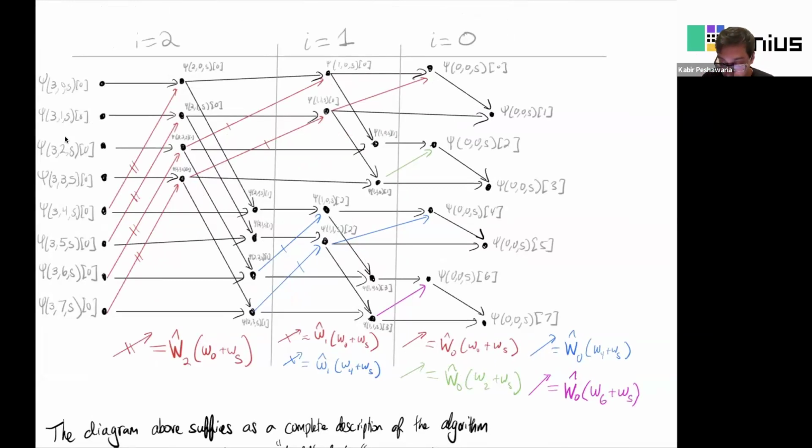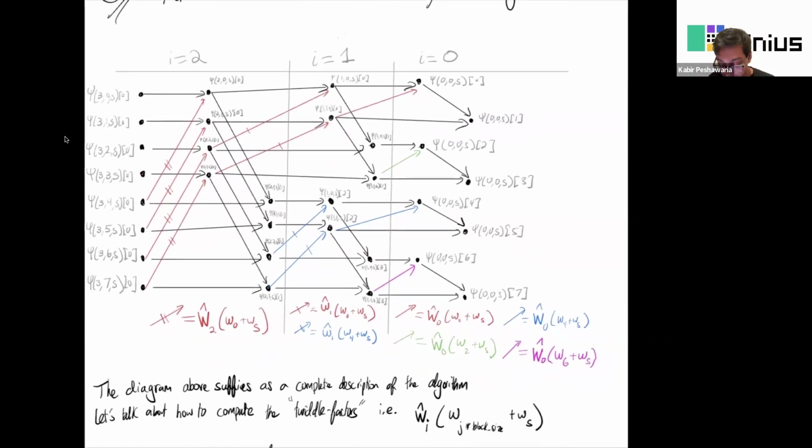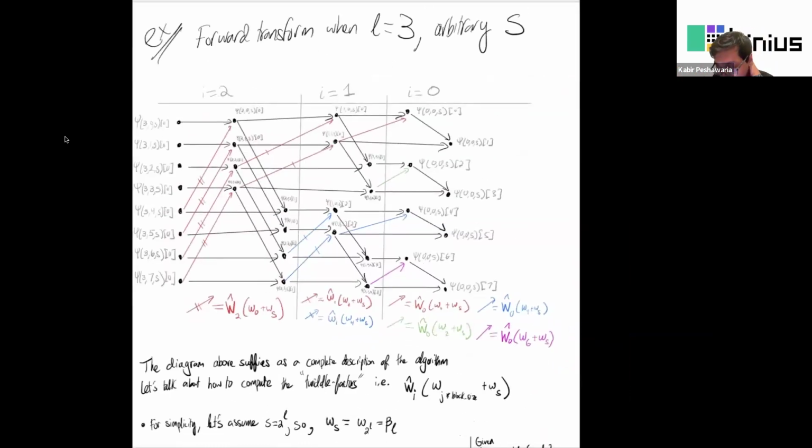Cool. I will make a bold claim and say that this diagram above actually suffices as a complete algorithmic description for the L equals 3 case. If you understand what the butterfly diagram is telling you programmatically, then this is sufficient as an algorithm description. And maybe it's clear how this generalizes to bigger L's. If it's not, take a look at the code, and hopefully it'll be clear.